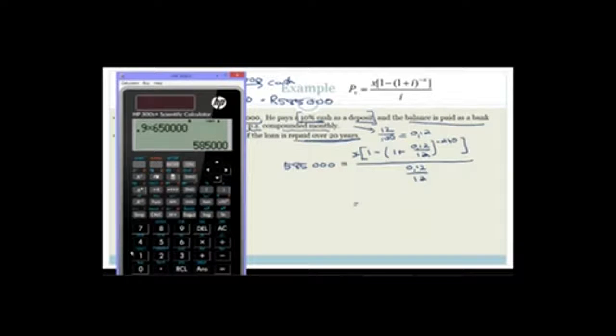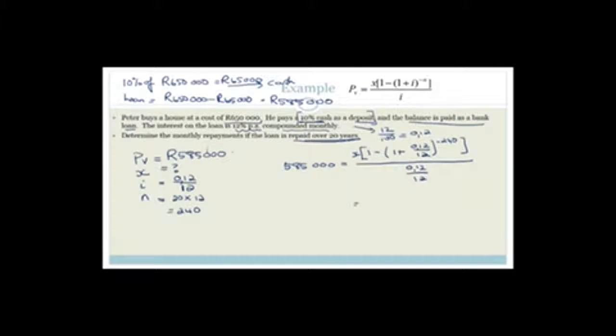Okay, so now we can substitute that all into this equation. So we've got 585,000 is equal to x times 1 minus (1 plus 0.12 over 12) to the power of minus 240, all over 0.12 over 12. Okay, so the last time I did the question in the future value equation, I did it all in one go. First, I just want to point out that what we can do is work out all of this, and then just divide the 585,000 by all of that to get our x, because our x is our monthly payments.